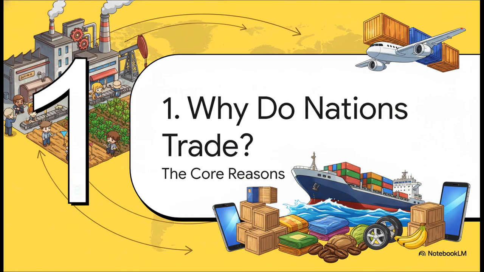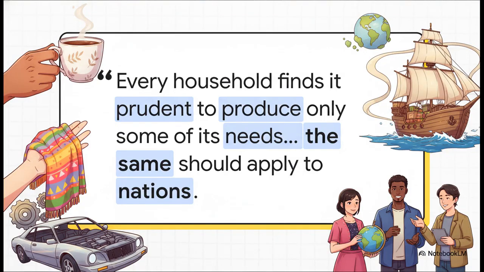All right, to get to the bottom of that, we've got to start with the absolute basics. And the main reason nations trade? Well, it's surprisingly simple. Some countries are just better, or you could say more efficient, at making certain things than other countries are. The famous economist Adam Smith totally nailed this way back in 1776 with his really great analogy.